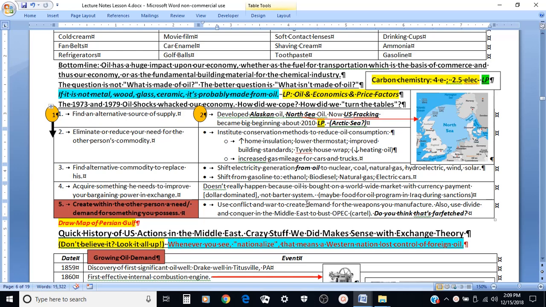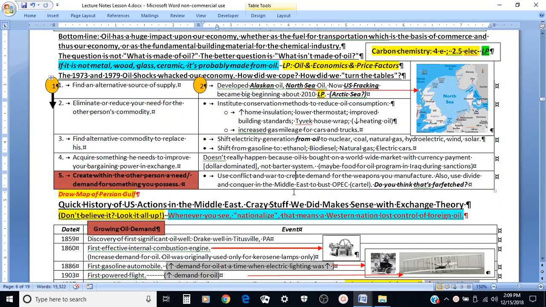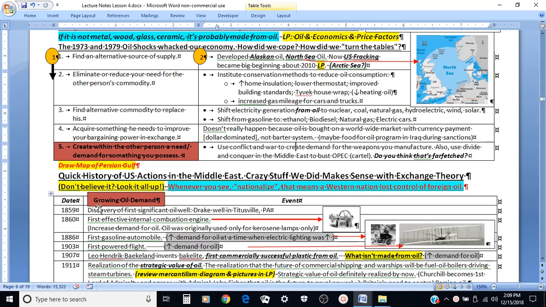But this is on an international stage, and we don't have jurisdiction for that. So how do you bust up OPEC? All right, so we'll leave it at that for now. That's the end of this lecture. We'll pick it up with the history of the oil industry and the history of U.S. actions in the Middle East.